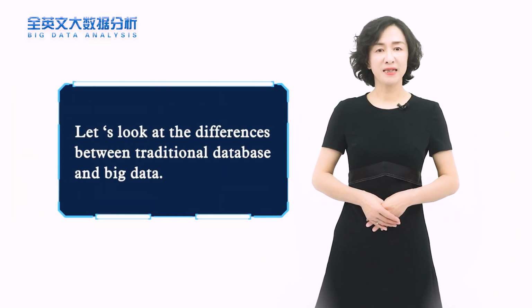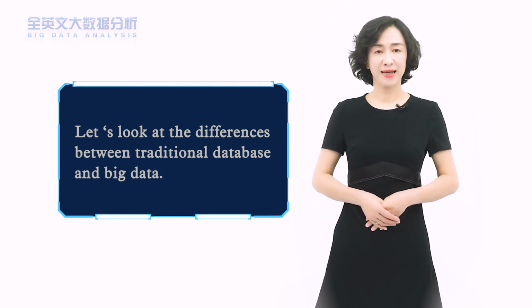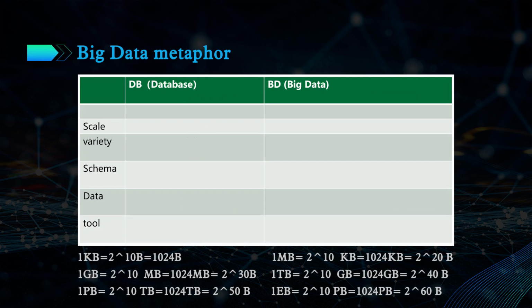After understanding the structured data and the unstructured data, let's look at the difference between traditional database and big data. In this table, we compare the database with big data from the aspects of scale, variety, schema, data, and tool. The traditional database is like fishing in a pool, and big data is like fishing in the sea.